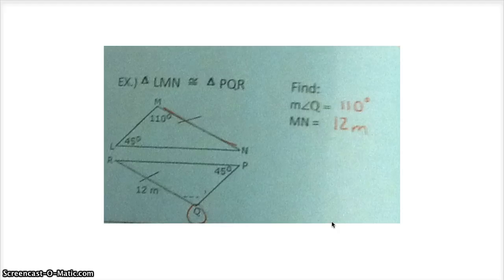Alright, so you should have noticed that Q was the middle letter and so was M. So that means they are equal. So M was 110, so Q was 110. You should have noticed that MN was the last two letters and QR was the last two letters, MN and QR. So that means that they're equal. So since QR is 12, MN is 12.